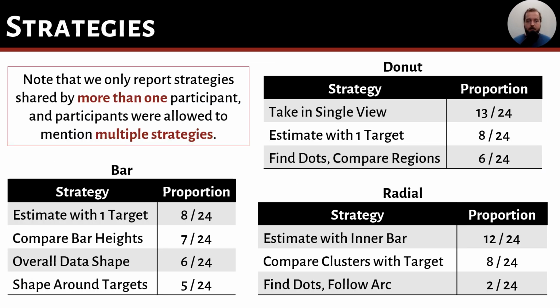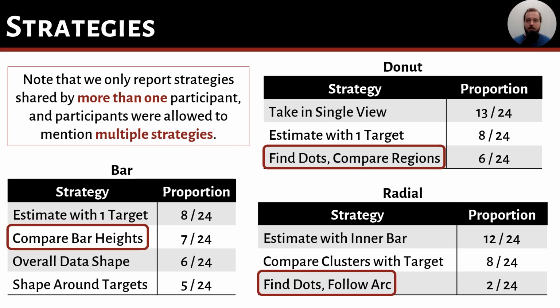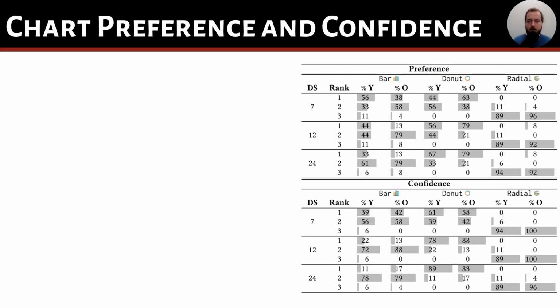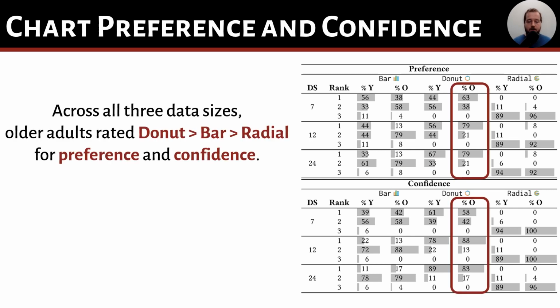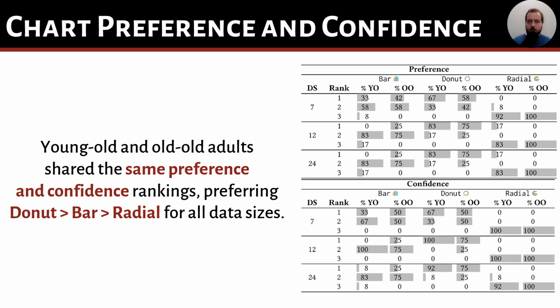Strategies for completing tasks included making a judgment with only 1 element, using more general shapes or patterns to estimate, and attempting to quickly evaluate both elements and compare. During the post-study questionnaire, we asked participants about their preferences for each chart, as well as the confidence in answering for each chart for each data size. Older adults generally showed a preference for donut greater than bar greater than radial for both preference and confidence. Younger adults were similar, however they had bar greater than donut for preference with 7 data points. Old and old adults shared the donut greater than bar greater than radial preference and confidence for all data sizes.